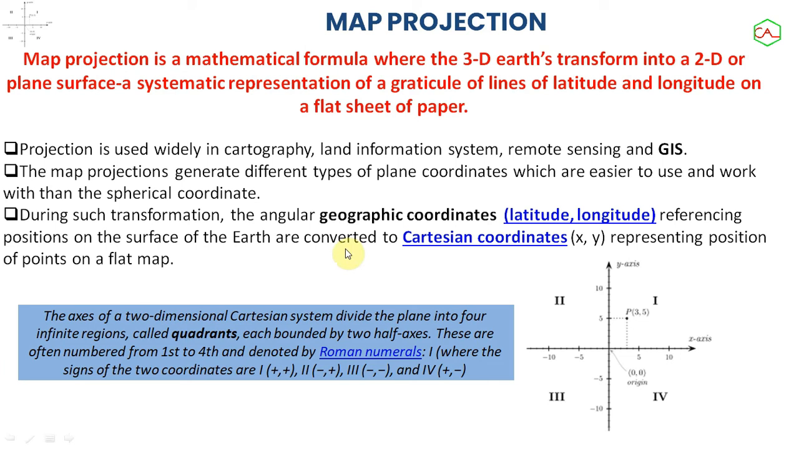During transformation, the angular geographic coordinates, with the latitude and longitude reference position of the Earth, are converted into the Cartesian coordinates of X and Y. That means we see our map presented on a very flat surface. So that is what map projection is all about. The importance of map projection cannot be overemphasized.